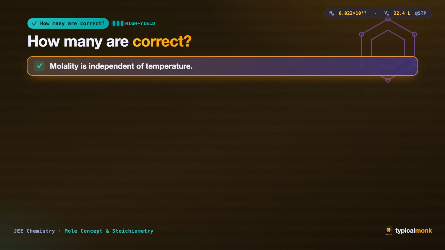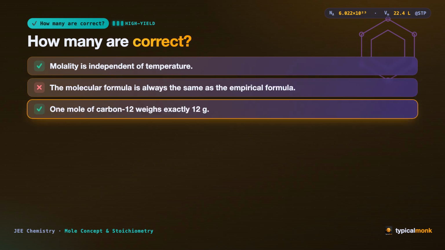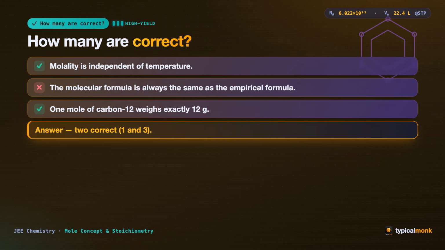Statement 1. Molality is independent of temperature. Hold your verdict. Statement 2. The molecular formula is always the same as the empirical formula. Think of glucose before you answer. Statement 3. 1 mole of carbon-12 weighs exactly 12 grams. This is, in fact, the very definition the mole was built on. So, how many are correct?